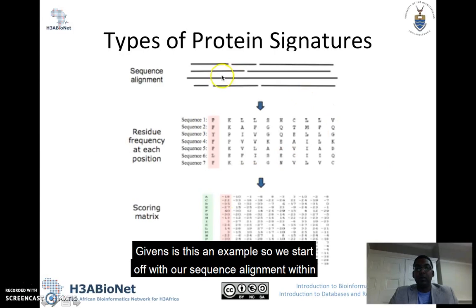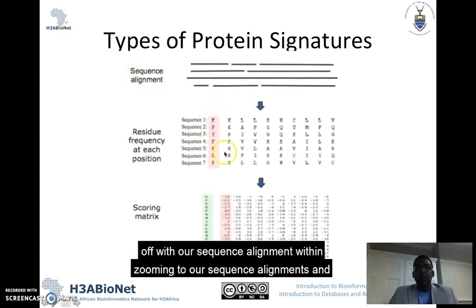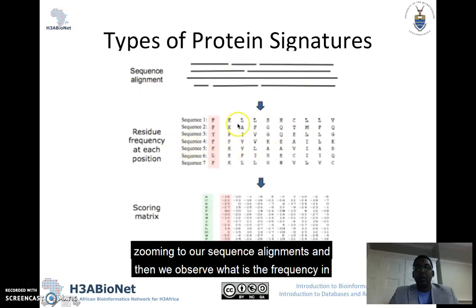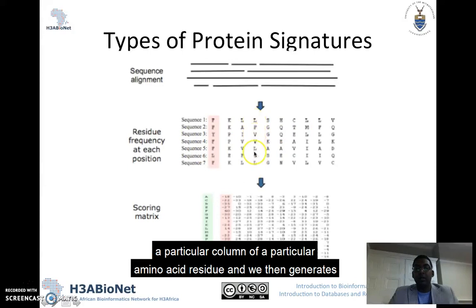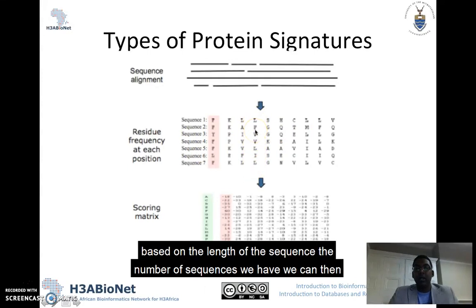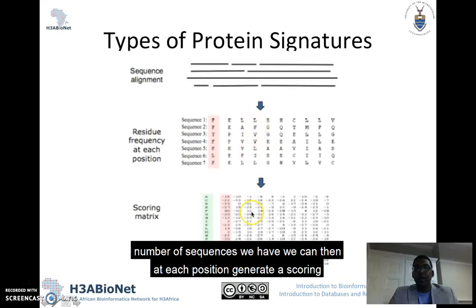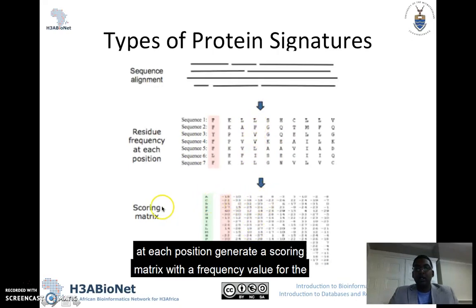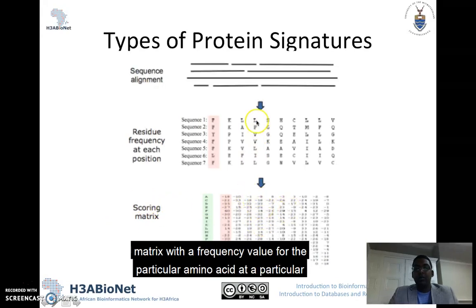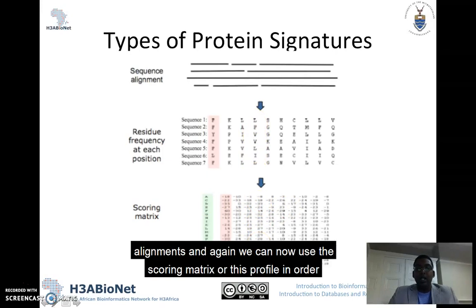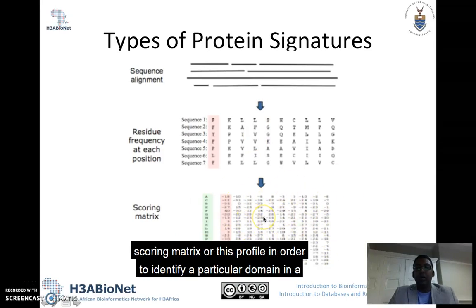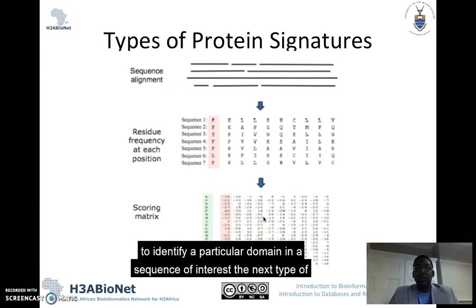So again, this is just an example. So we start off with our sequence alignment. We then zoom into our sequence alignment, and then we observe what is the frequency in a particular column of a particular amino acid residue. And we then generate, based on the length of the sequence and the number of sequences we have, we can then at each position generate a scoring matrix with a frequency value for that particular amino acid at a particular position in our multiple sequence alignment. And again, we can now use this scoring matrix or this profile in order to identify a particular domain in a sequence of interest.